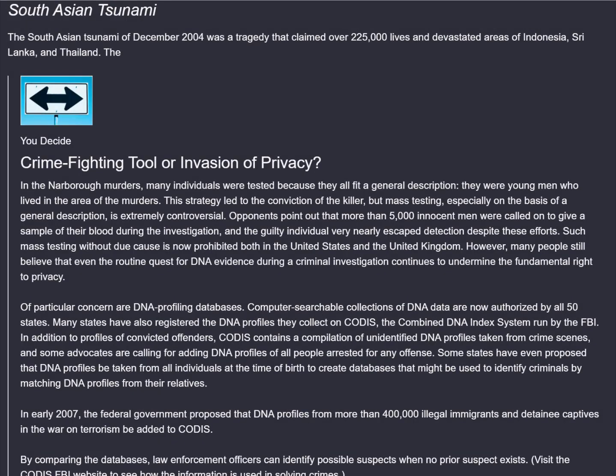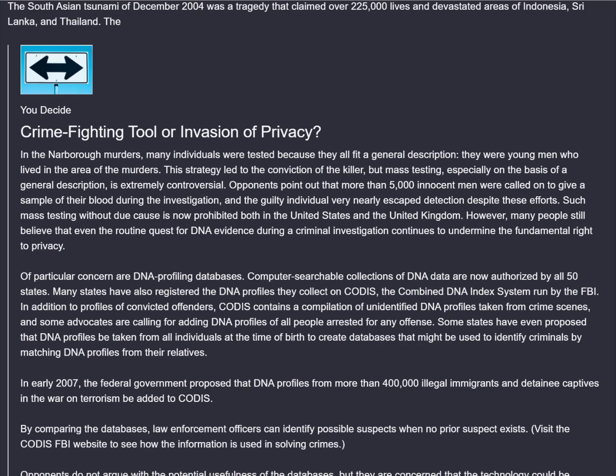South Asian Tsunami. The South Asian tsunami of December 2004 was a tragedy that claimed over 225,000 lives and devastated areas of Indonesia, Sri Lanka, and Thailand.